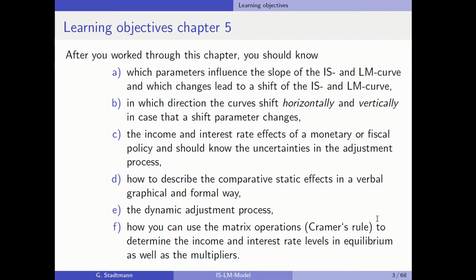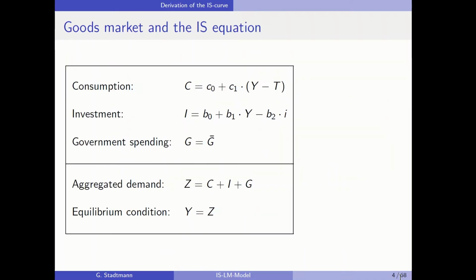Therefore, we will use Cramer's rule to determine the income and the interest rate levels in equilibrium as well as the multipliers. As you can see, it's a very long list of learning objectives. It's also the case that we have about 70 slides this week. So this Chapter 5 will be very intense. So let's get started by looking at the goods market and the IS equation.